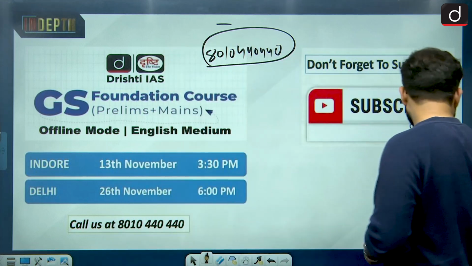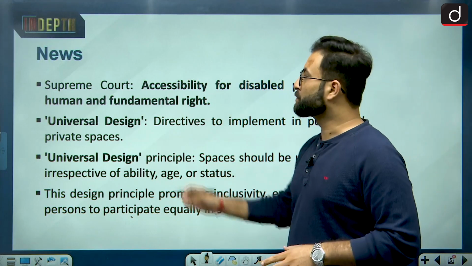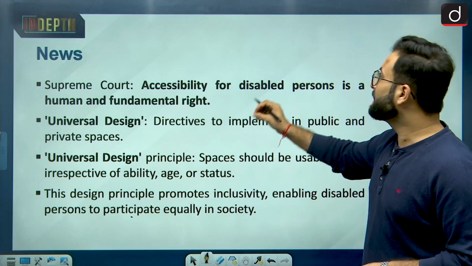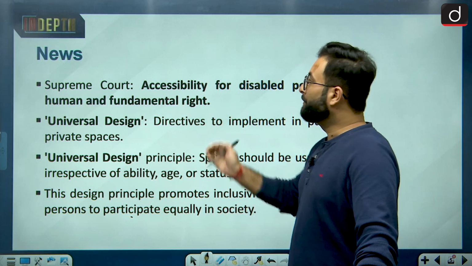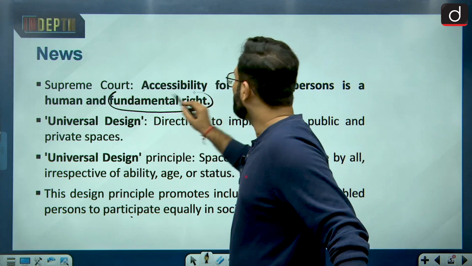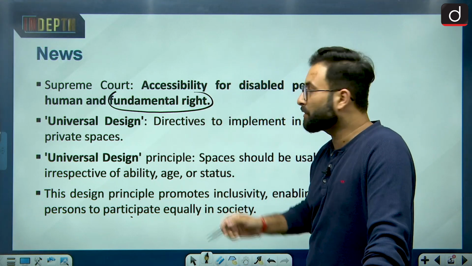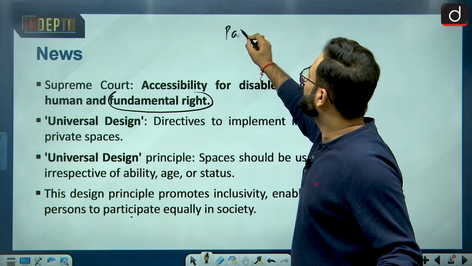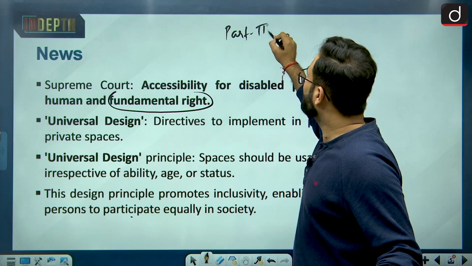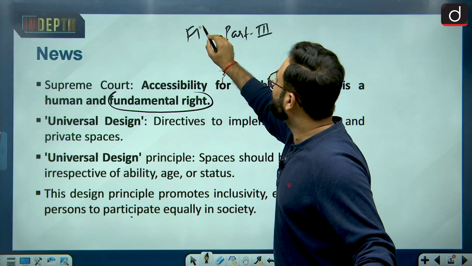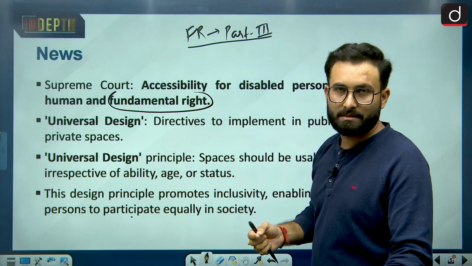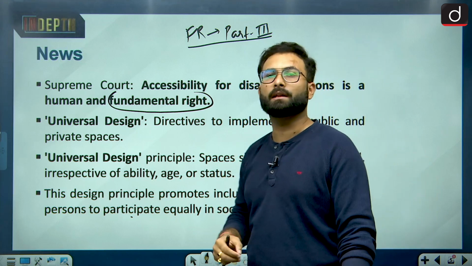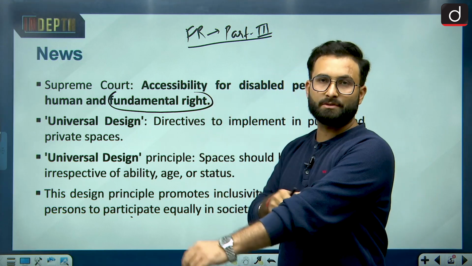Now let's see the news. The Supreme Court has said that accessibility for disabled persons is a human and a fundamental right. Now how is it a fundamental right? Because it is not written in Part 3 of the Constitution. When we talk about fundamental rights, they are mentioned in Part 3 of the Indian Constitution. We did not read, as of yet, that some kind of right exists over there.